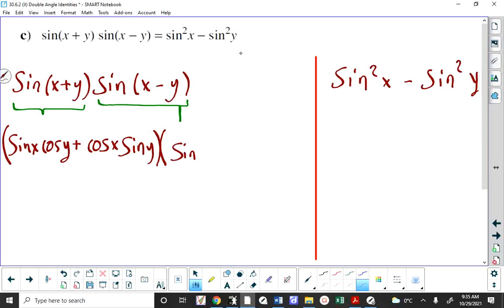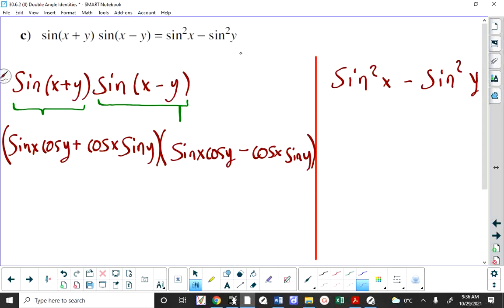Sorry, I'm thinking ahead here about what's going to happen, and I shouldn't be doing that. Sine of x cos of y. Interesting. Minus cos of x sine of y. And these two things are conjugates of each other. So if we FOIL this out, we're going to get a difference of squares. I'm not sure where this is going to go. Just give me a second. Well, let's FOIL it out and see what happens.